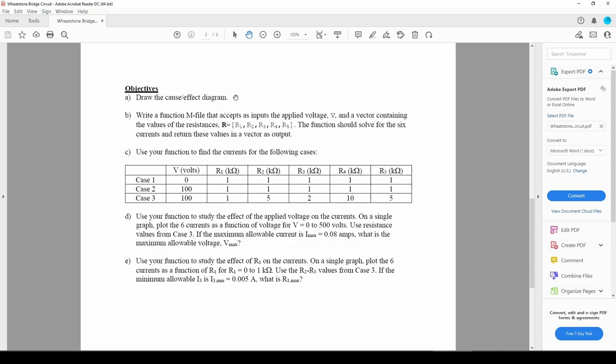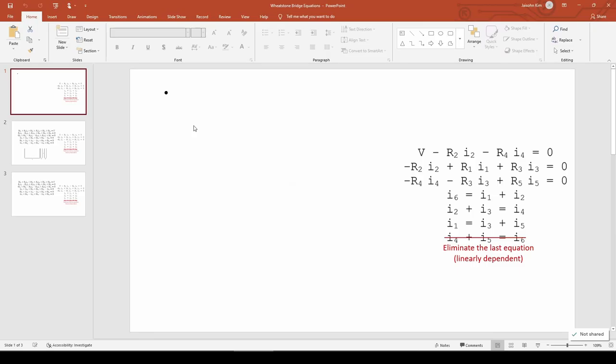Now that we have the cause-effect diagram and better understand how the equations relate to the A, X, and B vectors, we should form them by hand. I migrated the equations to a separate document for cleanliness. Remember that we chose to eliminate the last equation because it's linearly dependent. Let's rearrange each of the 6 remaining equations so that I1 comes first and I6 comes last. If an equation is missing any of the I's, we'll precede it with a coefficient of 0. If any I has a coefficient of 1, we'll write in the 1.